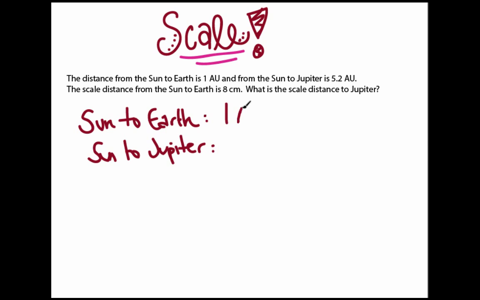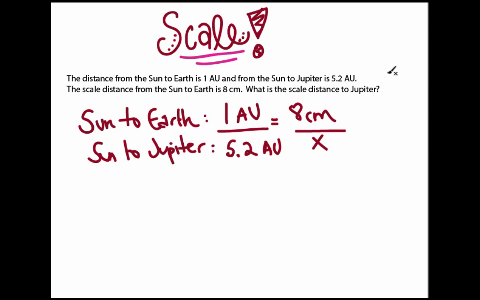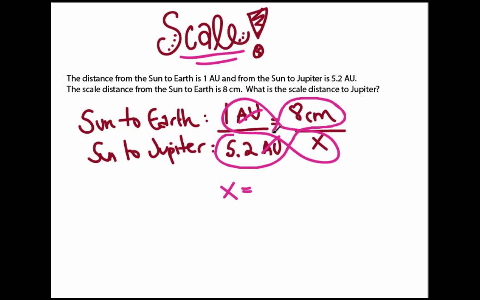Sun to the Earth is 1 AU, and the scale distance from the Sun to the Earth is 8 centimeters. Sun to Jupiter is 5.2 AU, and the scale distance is unknown. Now we have our equation based on what the question gave us. Now we're going to solve for x. So we can cross out the AU's. Then we're going to cross multiply. We're going to multiply 1 by x. 1 times x is just x. And then we're going to multiply 5.2 by 8 centimeters.